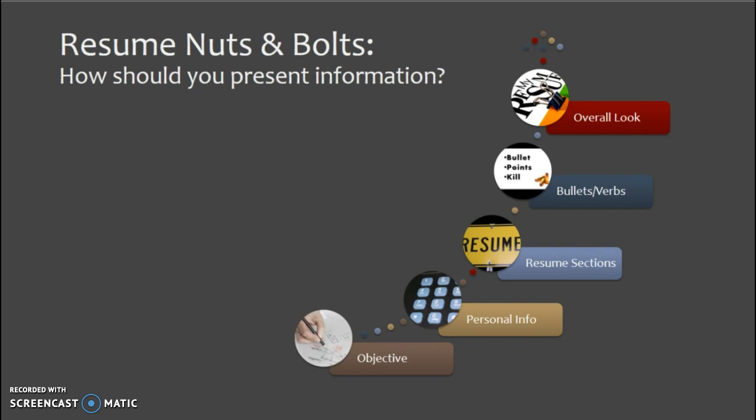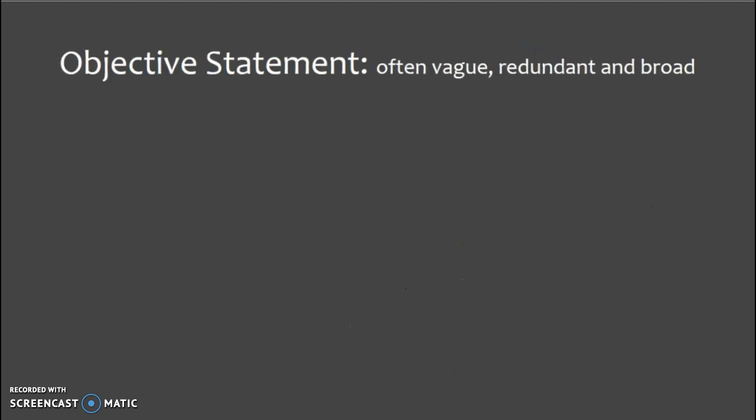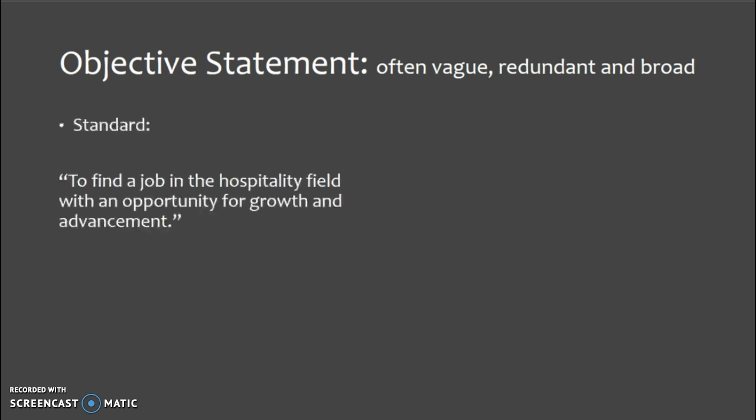So here we go. So objective statements, there's kind of two schools of thought about these. Some people like them, some people think they are antiquated and out of date and no longer needed. One of the reasons why people don't like them is because they're often vague, redundant, and really broad. They don't tell the reader anything, and it's basically a waste of space. So here's the standard objective statement. To find a job in the hospitality field with an opportunity for growth and advancement. Really not telling the reader anything.